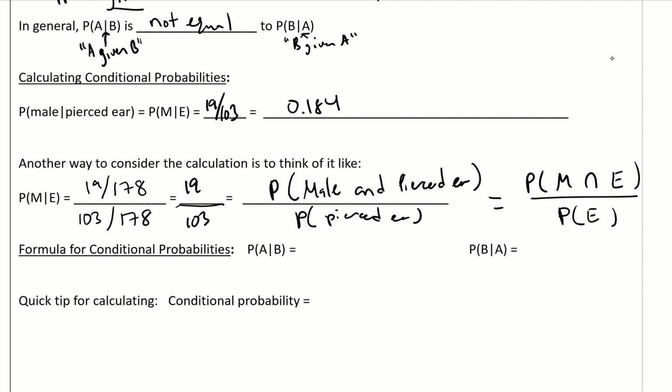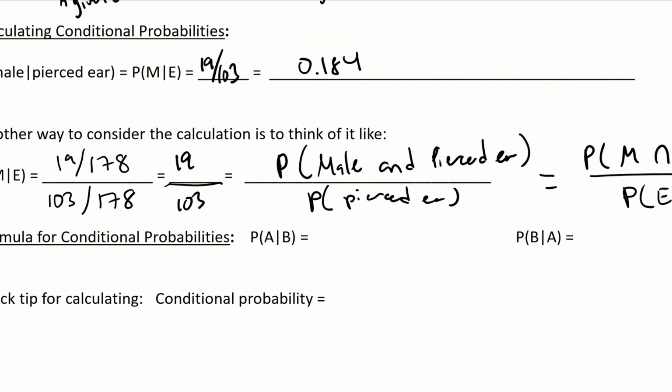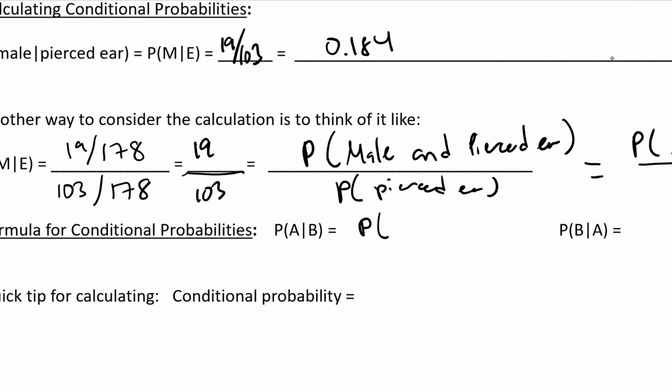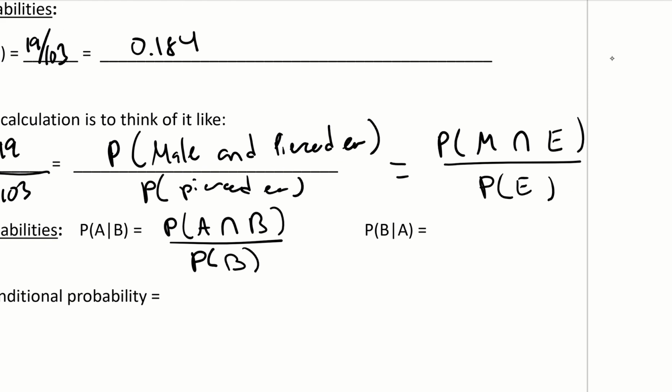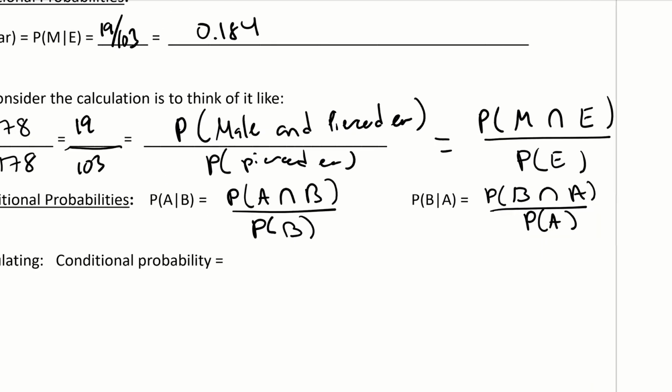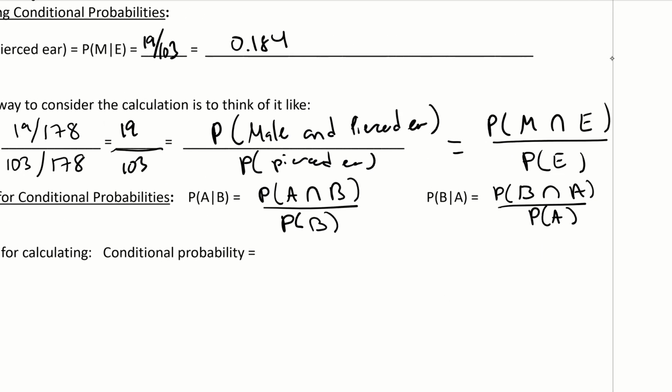Given events A and B, the probability of A given B is the probability of the conjunction of the two events A and B divided by the probability of the given event. And then the probability of B given A is the probability of the conjunction of events B and A divided by the probability of the given event. So those are the formulas, and you can kind of see that that's related to what we wrote on top.